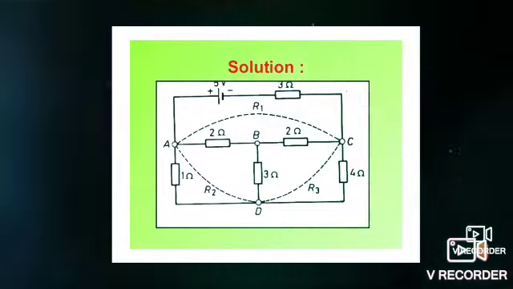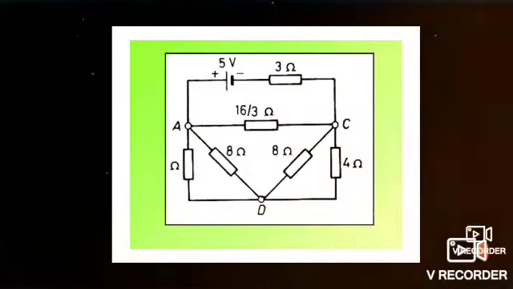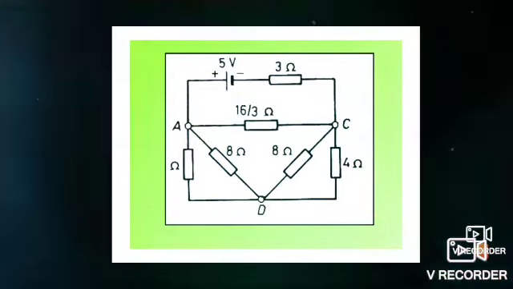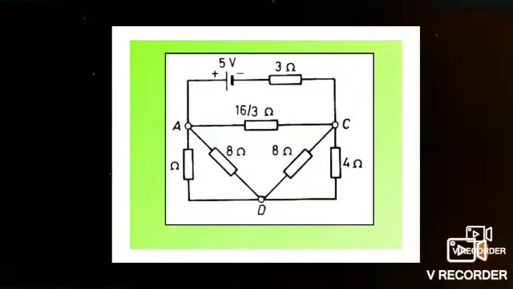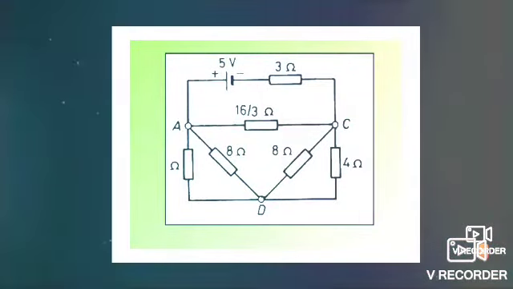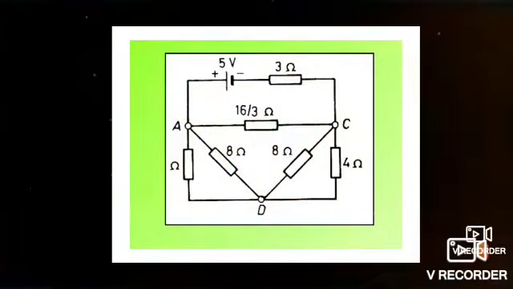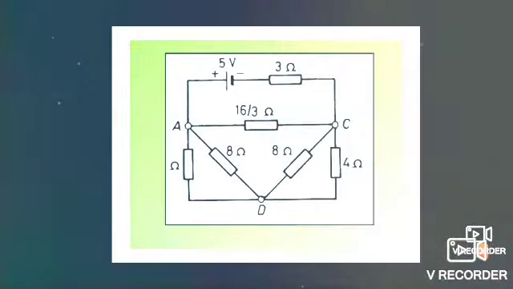So by converting using the formula for star to delta conversion, we will get the answer as like this. That is 16 by 3, 8 ohm and 8 ohm. Between A and D is 8 ohm. Between A and C is 16 by 3 ohm. Between C and D is 8 ohm. So it is the diagram from star to delta connection. Now we are going to parallelize the ohms.